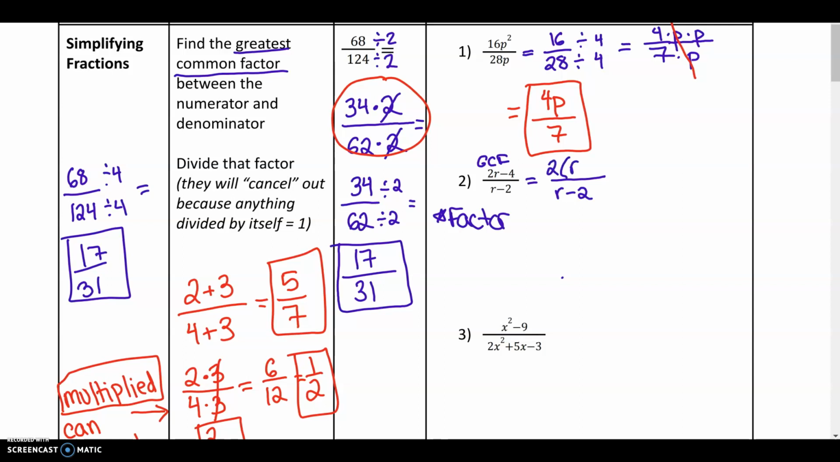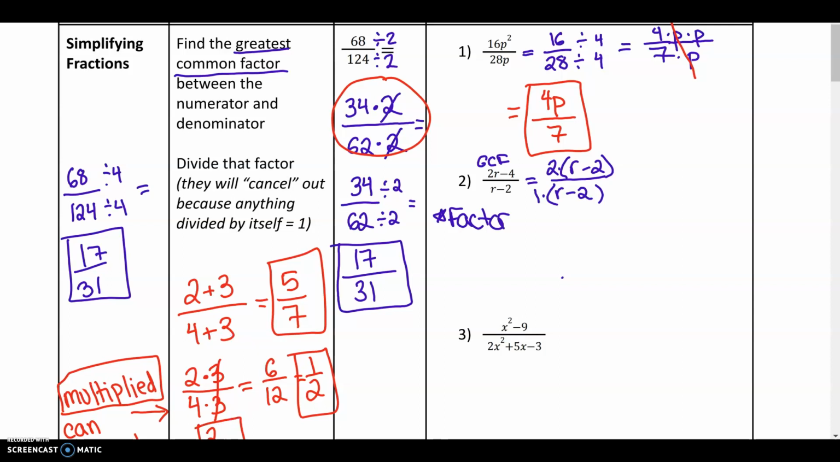So the numerator is actually equal to 2 times r is going to give me 2r, and 2 times minus 2 is going to give me 4, right? So it's reverse single distribution. If you multiplied that back out, it would be the same thing as the original. So I just factored that by pulling out a greatest common factor, which now this is a product. It says 2 times r minus 2 over, well, this is really 1 times r minus 2. So it's a product like you see down here.